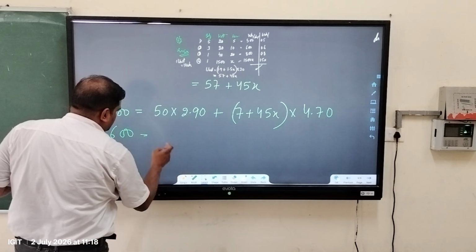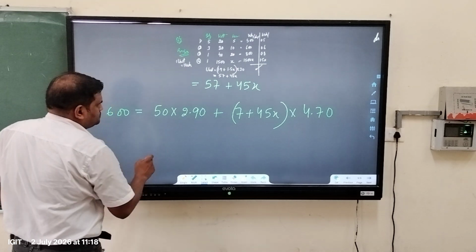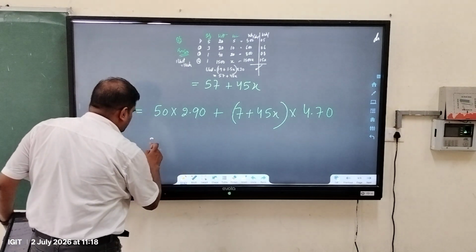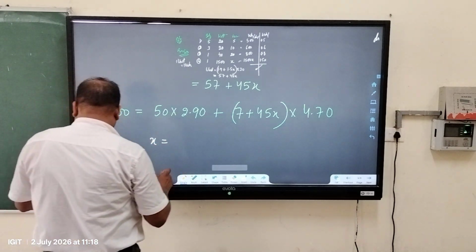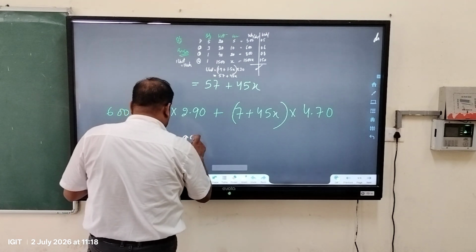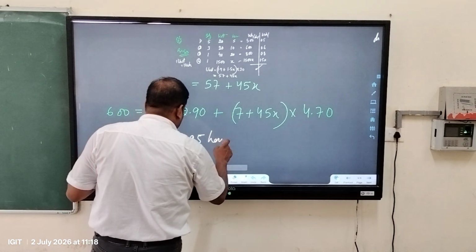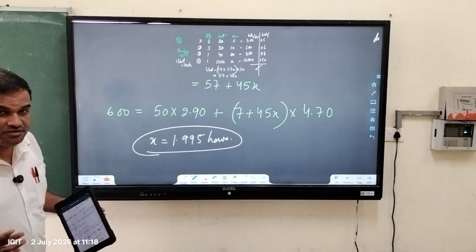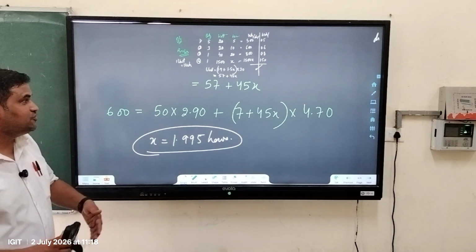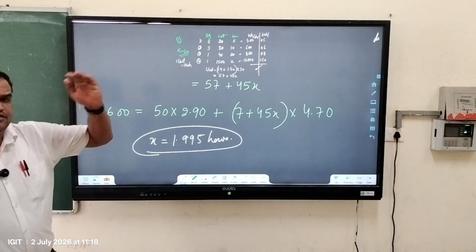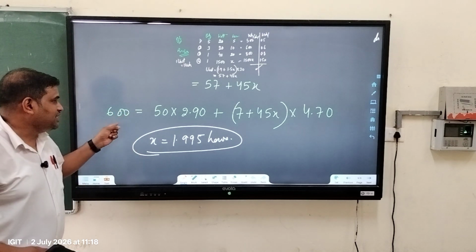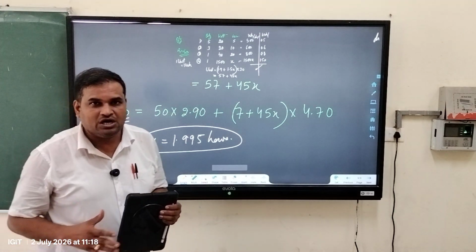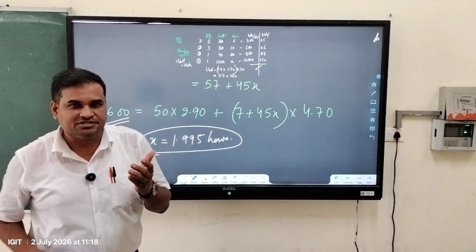So you just have to solve this linear equation, and once you solve it, you will find the value of x to be 1.995, this much number of hours that you are going to turn on the AC. Nearly 2 hours you need to turn on the AC. If you exceed 2 hours, the electricity bill will be more than 600 rupees. If you run for below 2 hours, the electricity bill will not exceed 600 rupees.